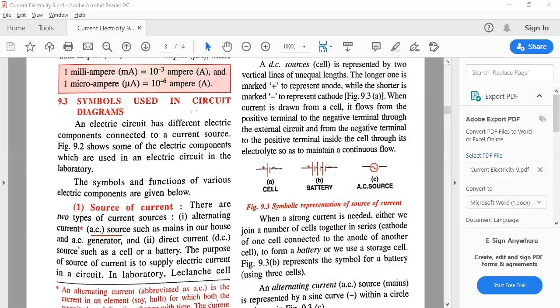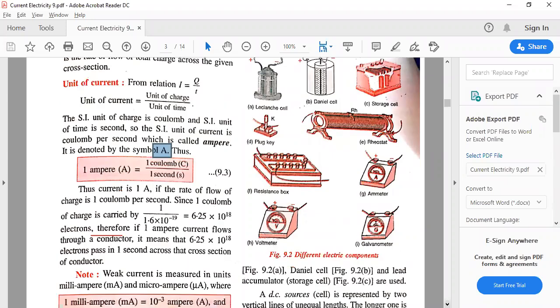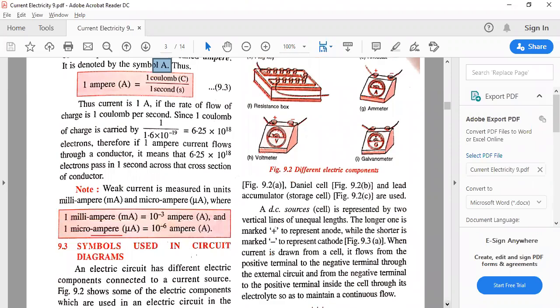So in the laboratory, we have the Leclanche cell. Now these are types of cells. Storage cell, rheostat, resistance box, ammeter, voltmeter, galvanometer, we'll be studying. There is also a Daniel cell, and lead accumulator is used. Now DC sources are represented by two vertical lines, which we already saw.